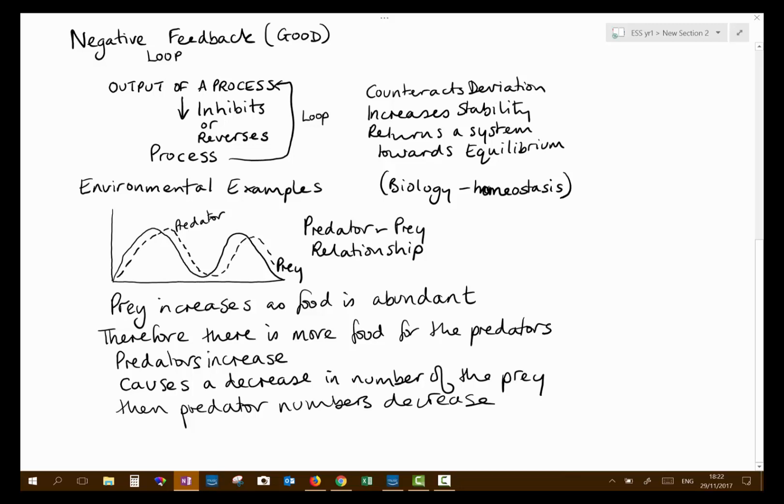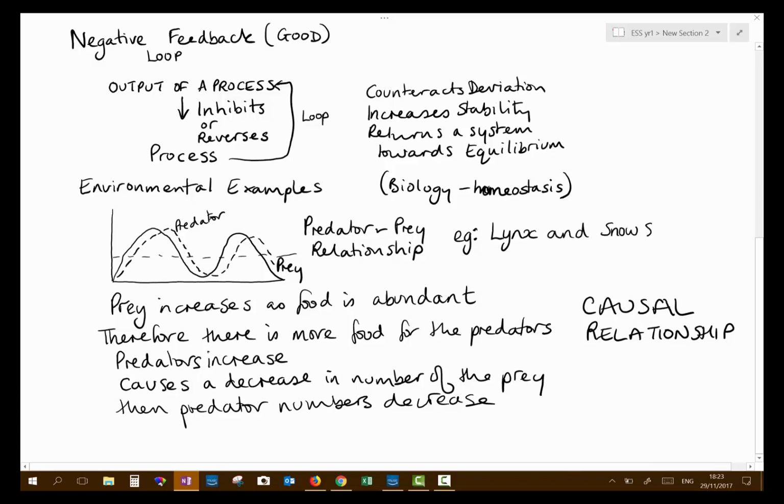Okay, what you've got to make sure you make clear is that there's a causal relationship. Okay, one thing is leading to another, and in this case it's maintaining stability. You're having an equilibrium in the system. So it's a causal relationship, and we can improve this further by talking about real examples. So you could say e.g., and the one that's in all the textbooks is the lynx, which is a really beautiful cat, and its prey is the snowshoe hare. Okay, and that's going to be a great answer.